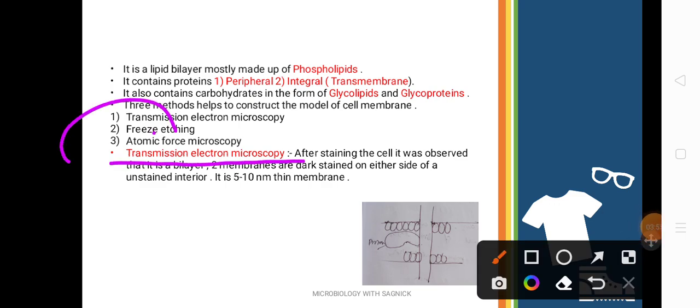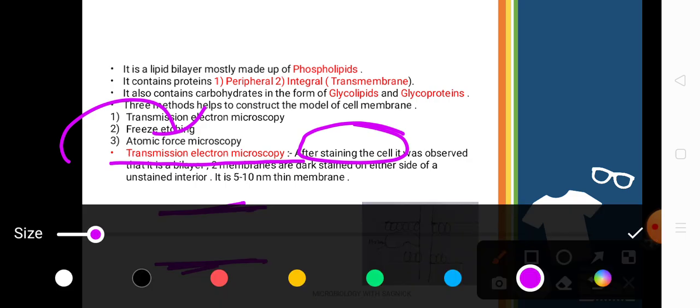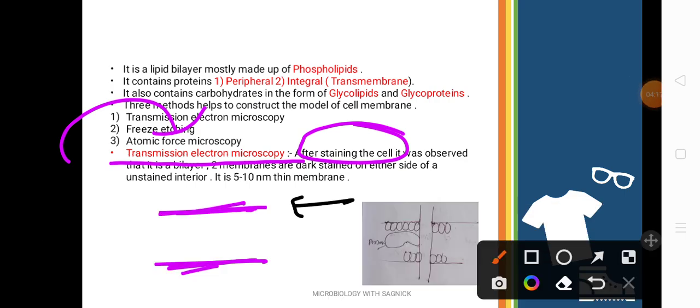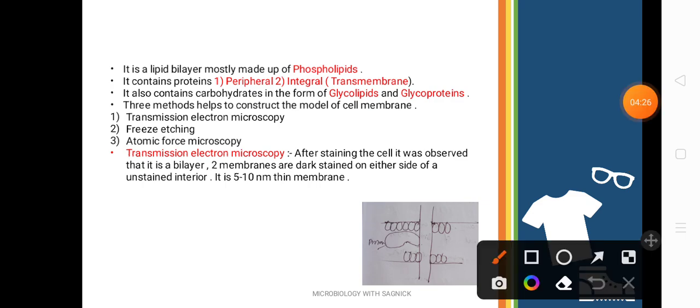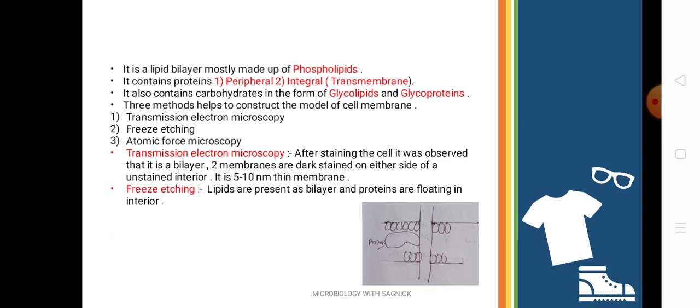First, transmission electron microscopy. With the help of transmission electron microscopy, it was observed that after staining the cell, we get two darkly stained regions, and in between them there is an unstained region. That suggests the cell membrane is a bilayer. A membrane about 5 to 10 nanometers thin was also observed with the help of transmission electron microscopy.